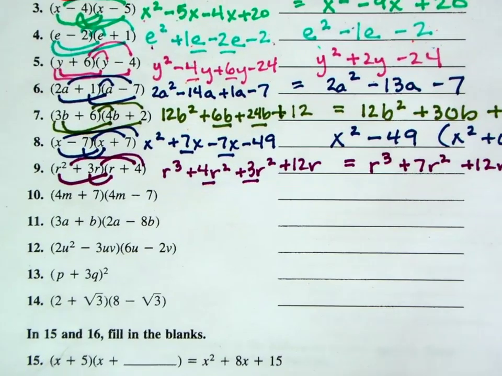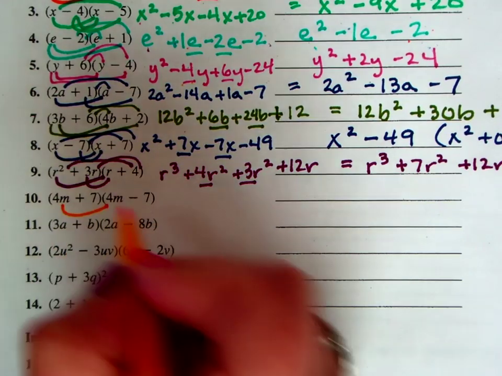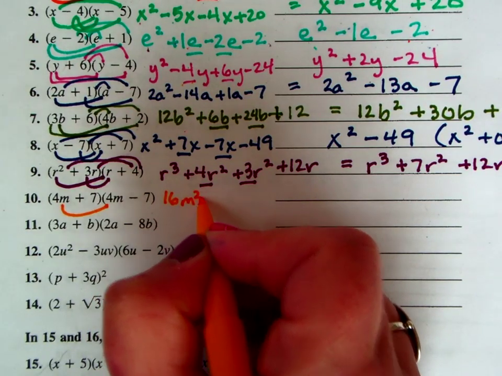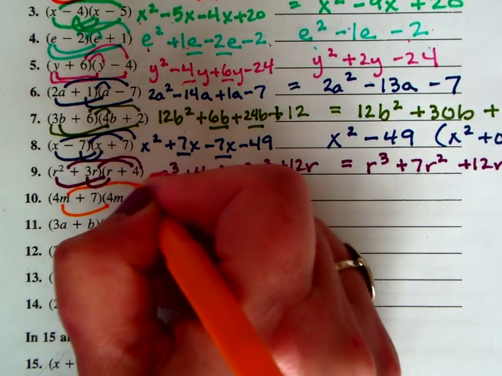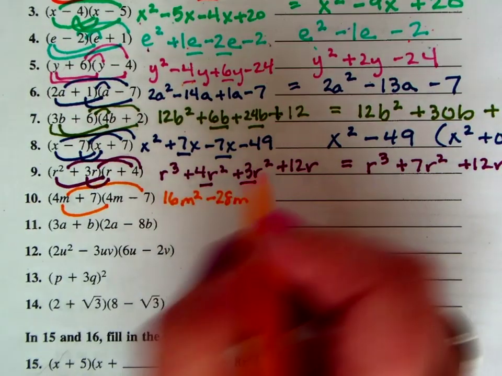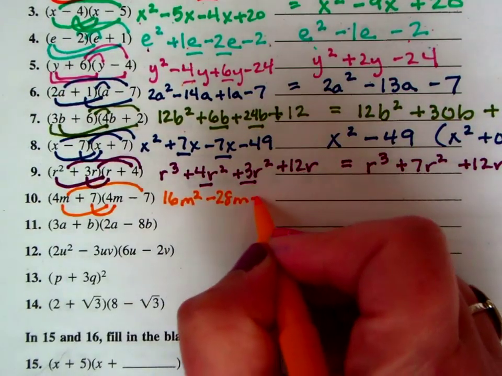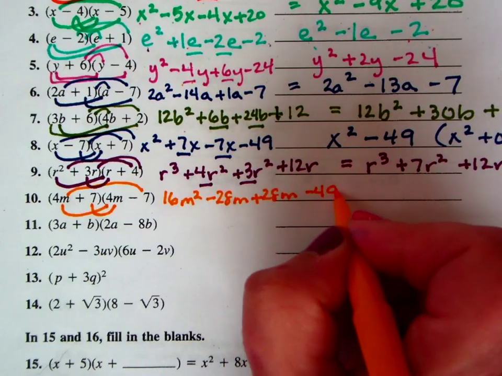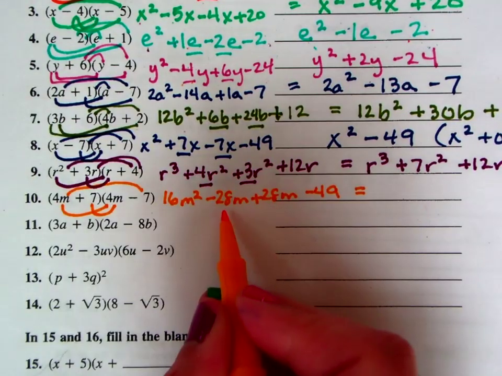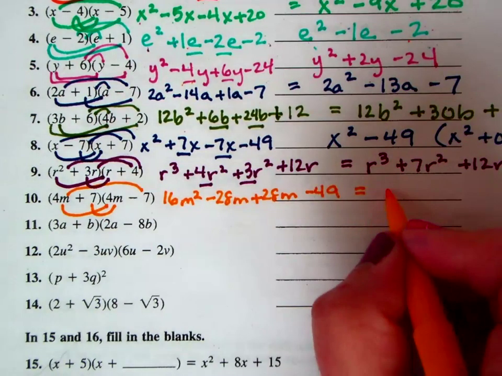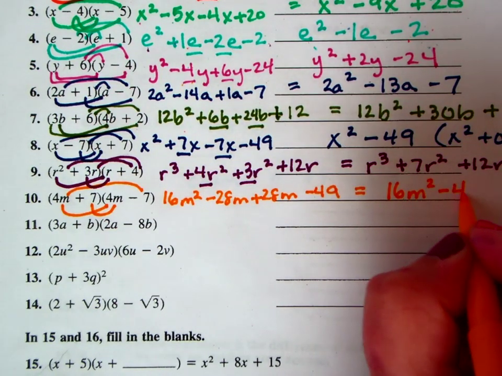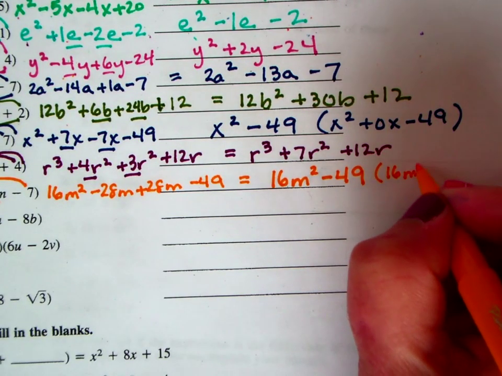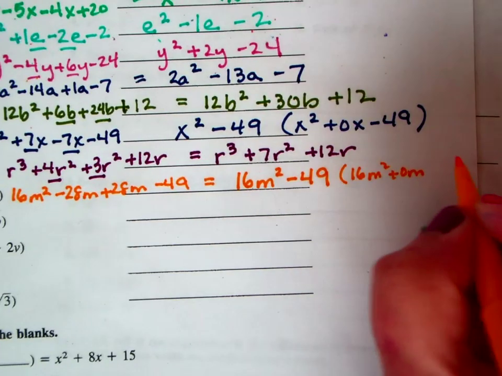Okay, last few problems here. So 4m times 4m, 4 times 4 is 16, so that's 16. M times m is m squared. And then 4m times that negative 7 is minus 28m. Times the positive 7 is plus 28m. And then 7 times negative 7 is minus 49. Now you'll notice that these two middle terms are the same, but they're opposite, so those are going to cancel out. So you're going to have 16m squared minus 49. Or, again, if you wrote 16m squared plus 0m minus 49, that's also fine.